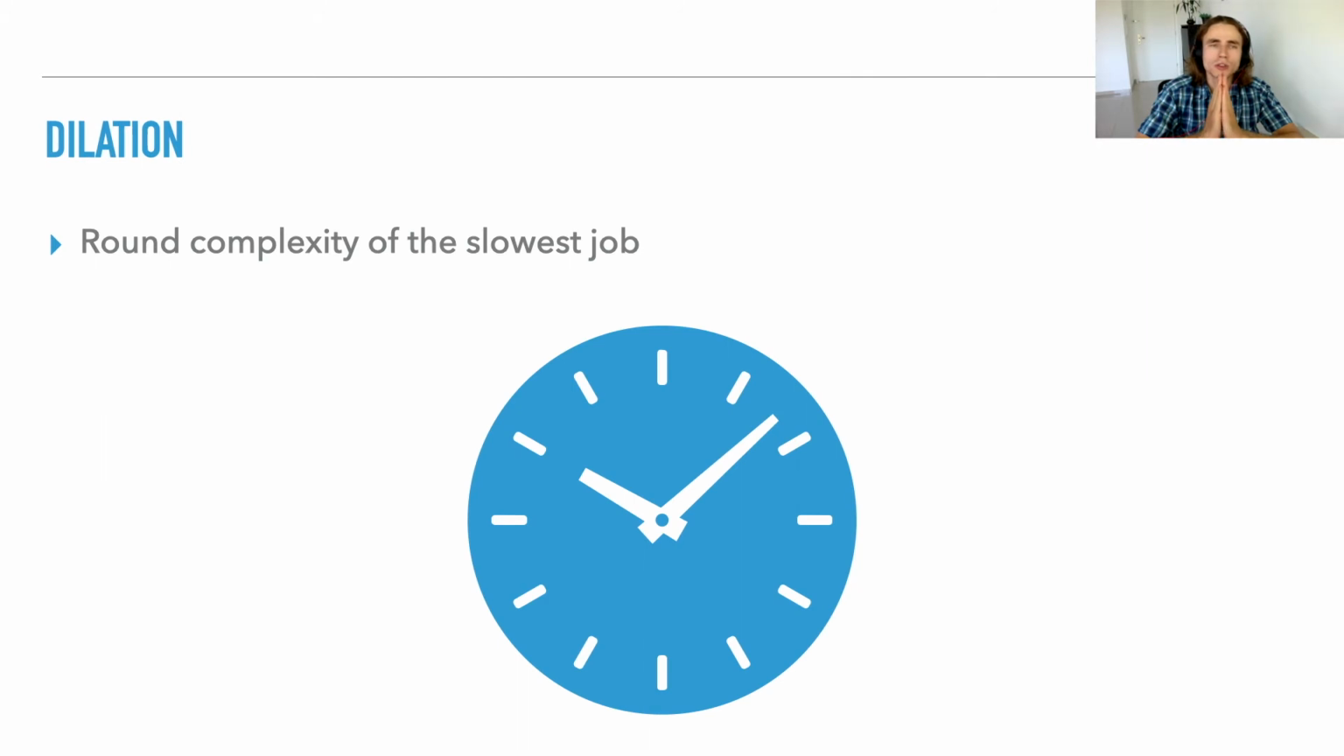Before talking about the results, let us define the properties of the jobs we are going to use to describe the complexity. First one is dilation. It is the round complexity of the slowest job. Notice that the dilation is clearly a lower bound for the round complexity of the scheduling.